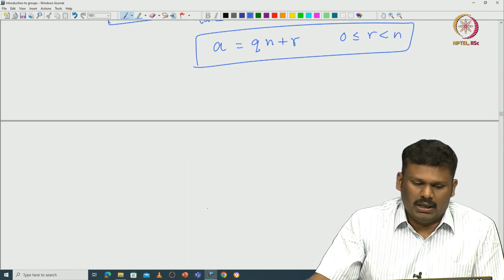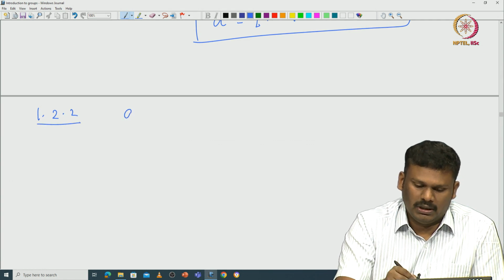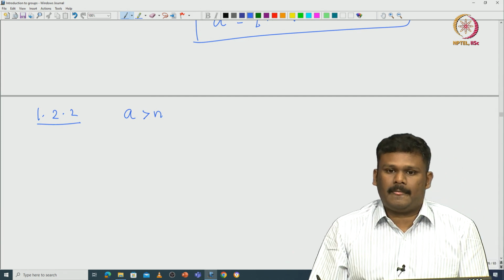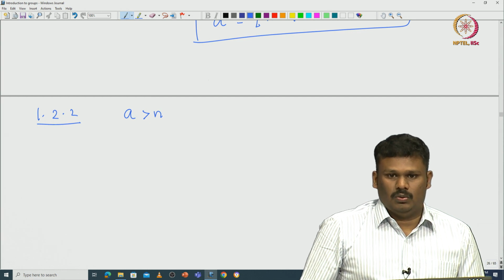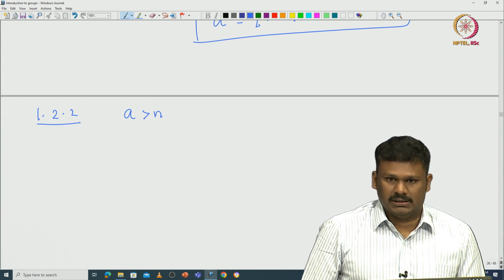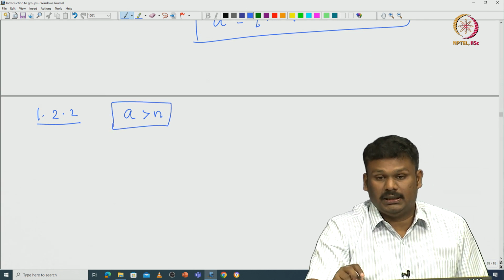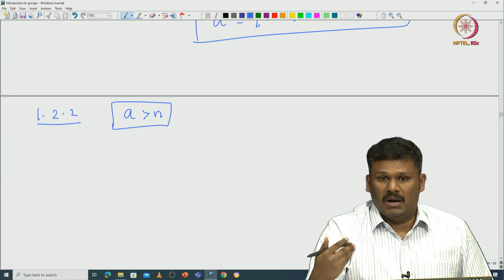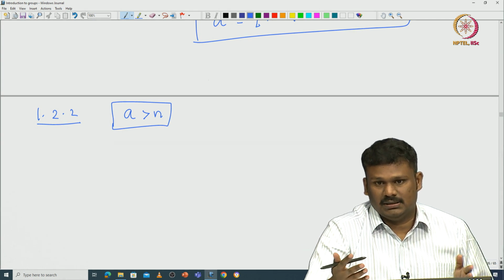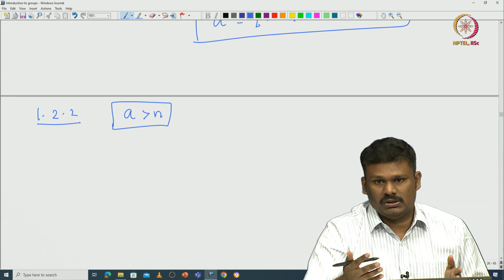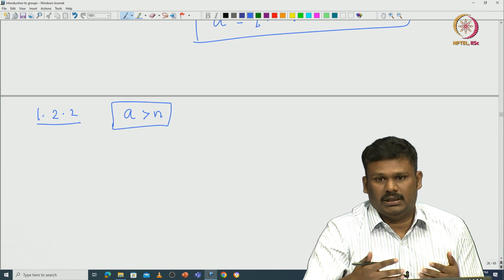Now, what will be case 1.2.2? You can assume a is greater than n. This is the most interesting case. Let us try to do this case and then we will understand what we really do. What is the division algorithm all about? Basically you want to subtract multiples of n from a and reduce the size successively, so that you come down to something that is actually smaller than n. That is what remains.